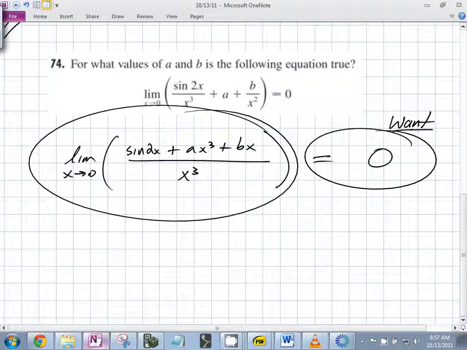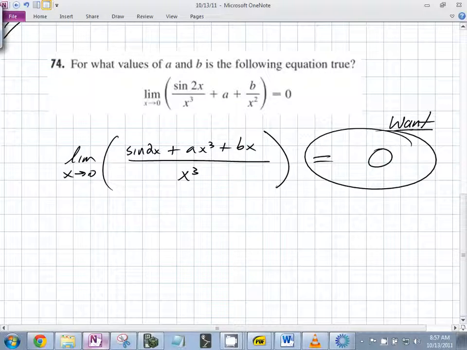Why does L'Hopital apply? The top and bottom equal 0. The limits of individually the top and the bottom both go to 0. Okay, so what can we use? Go like this. LH, what do we do to both the top and the bottom? What's the derivative of sine 2x? 2 cosine of 2x.